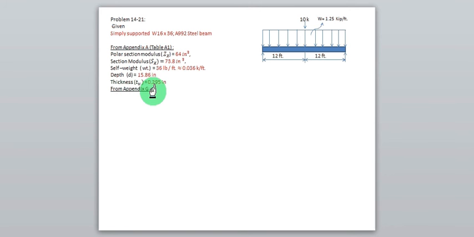Similarly, from Appendix G, as we know, the beam is made of A992 steel, we can get the tensile yield strength from Appendix G.